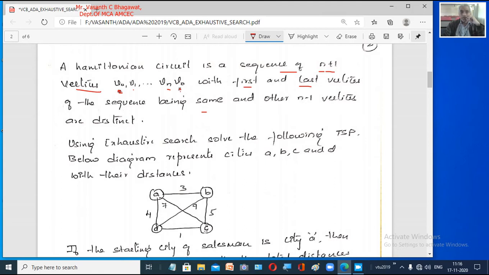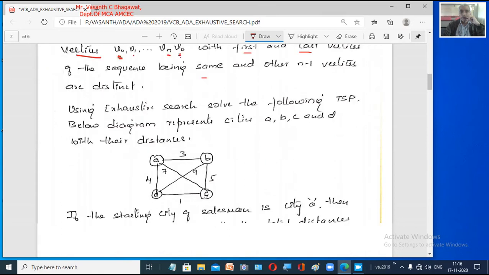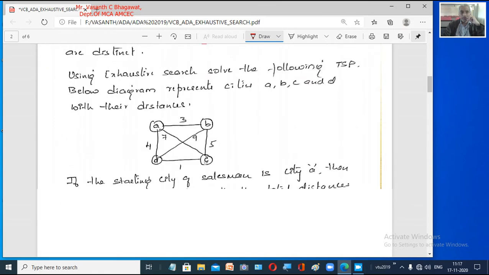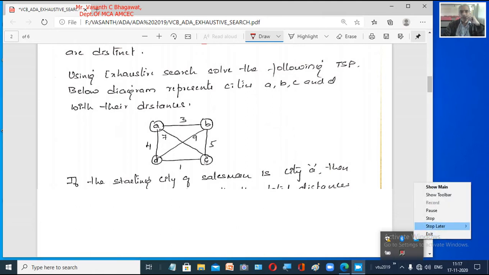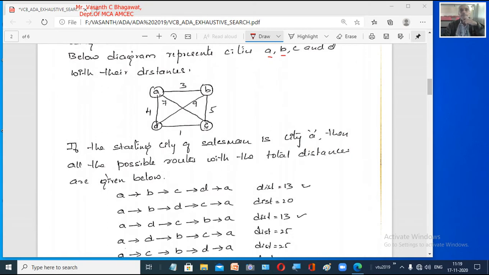Now using exhaustive search, we will try to solve this traveling salesman problem. Below, a traveling salesman problem is given and it is represented in terms of a graph, with weights given on this graph. It has a set of vertices. In this graph the set of all vertices are A, B, C and D. So this is the traveling salesman problem.